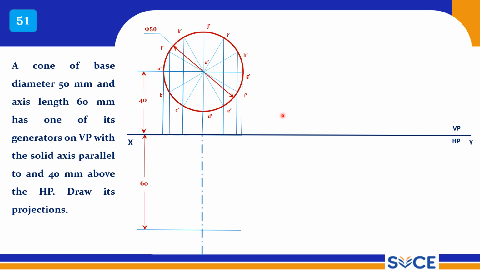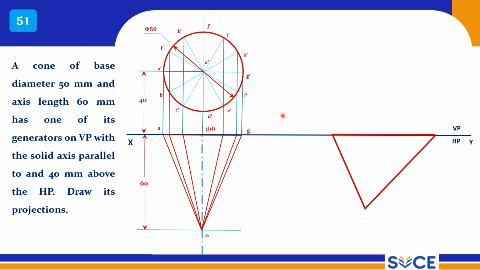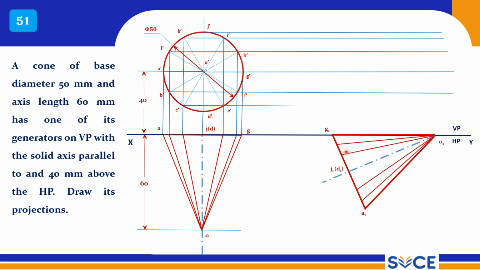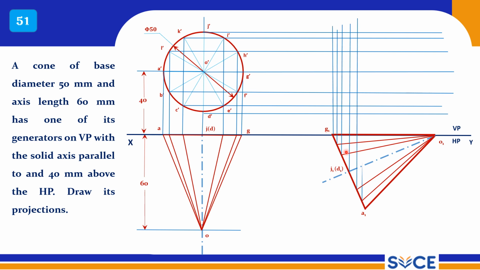The generator GO is going to rest on VP, right? So GO, and this is GO. Reproduce this view here. Mark all other points and project them onto the front view. You have more number of thin lines, so no need to worry about lines. So this point is your G point, G1 dash. Now mark the remaining points along the projectors.